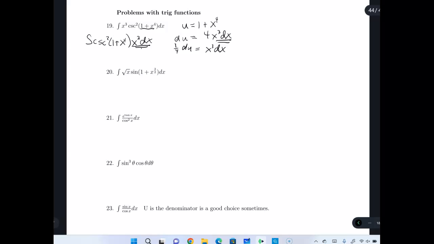Okay, so this gets replaced with 1/4 du, and then I have cosecant squared of u. And again, I'm going to recommend you take the time to pull the numbers on the outside. And I can see that this is going to be negative cotangent. And then I put the u back in.